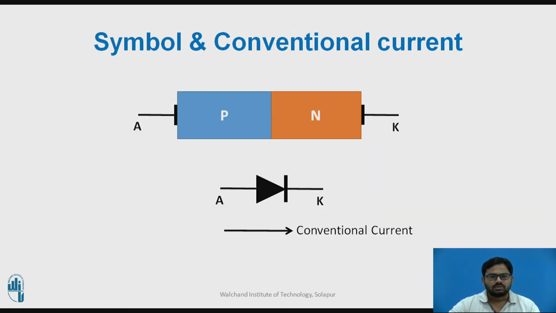What are the symbol and the conventional direction of current in the diode? This is the p-type and n-type forming the PN junction, and these are the metal contacts. The metal lead connected to the P side is identified as the anode, and the metal lead connected to the N side is identified as the cathode. This direction gives the direction of the conventional current. Conventional current is from the positive terminal to the negative terminal of the battery, from positive charges to negative charges.